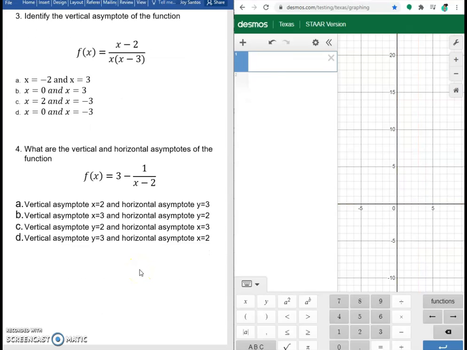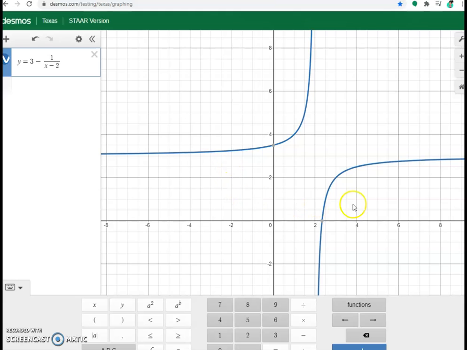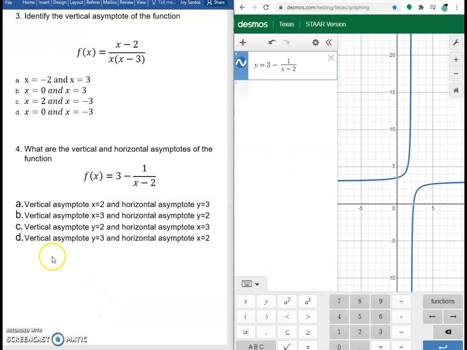Number 4, what are the vertical and horizontal asymptotes of the function? Let's go ahead and use Desmos. All right, so this is what we have after plugging it in on Desmos. And I can see right here that your vertical asymptote is at x equals 2. So that is your vertical asymptote. And your horizontal asymptote is here with y equals 3. So your answer right here is letter A.